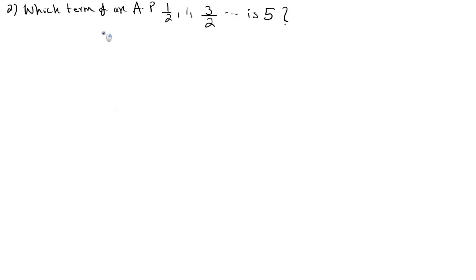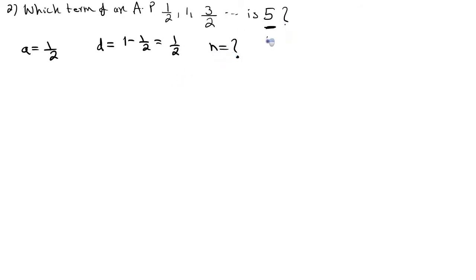See the next question. Which term of the AP 1 by 2, 1, 3 by 2, and so on is 5? Okay, you need to calculate which term of the AP is 5. That means the nth term is given, you have to find which term. So here, what you have to do is write a value 1 by 2 and common difference d equal to second term minus first term. 1 minus 1 by 2, we know its value is 1 by 2 only. N is not given, question mark.